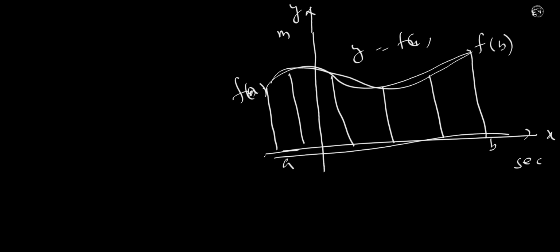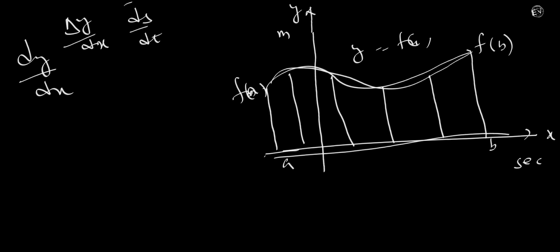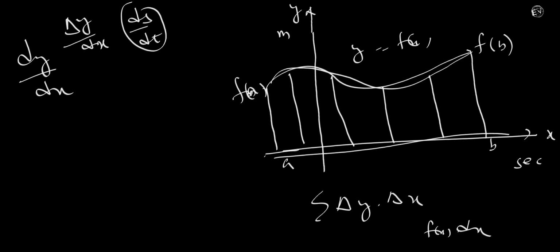To find differentiation, you divide y by x. We write just dy by dx or delta y by delta x. In case of distance, we write ds by dt to find the speed. That represents differentiation. But in integration, it is nothing but multiply delta y into delta x or f of x into dx. Then we add them up. Just put a summation mark.